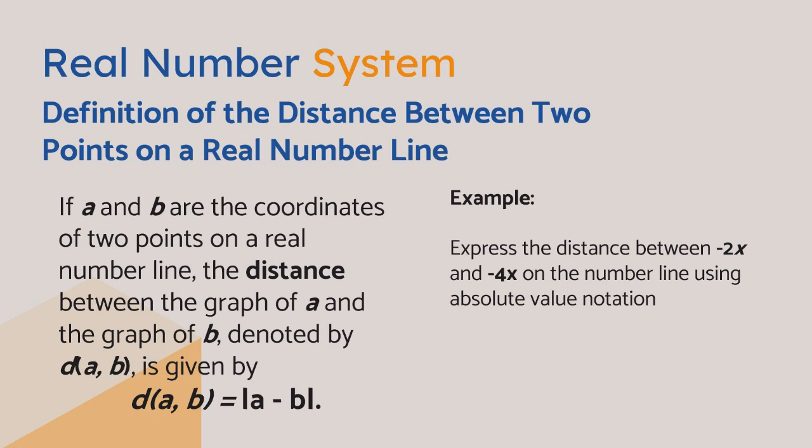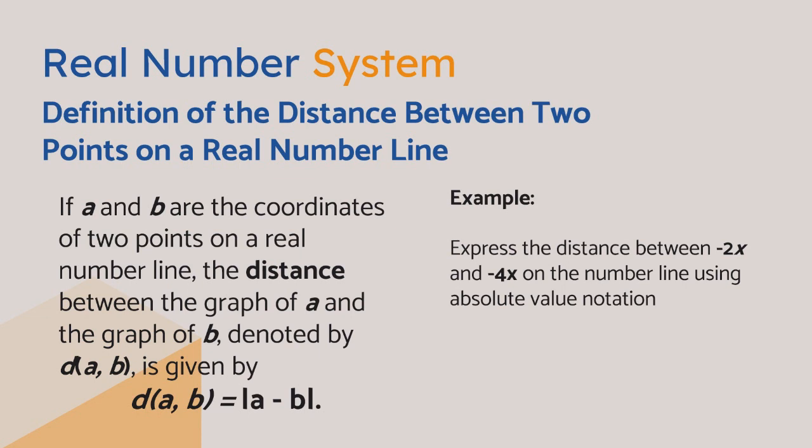So using the formula that we have, let's identify what's a and what's b, but remember that it doesn't matter what number you choose for a or b. You can interchange them because it's absolute value. So for the purpose of this, let's have negative 2x as your a and negative 4x as your b.